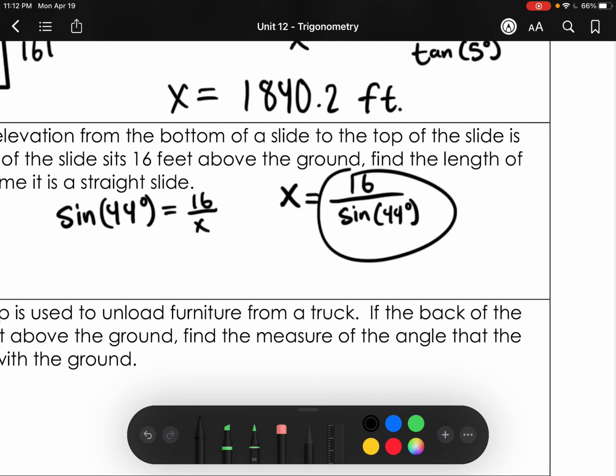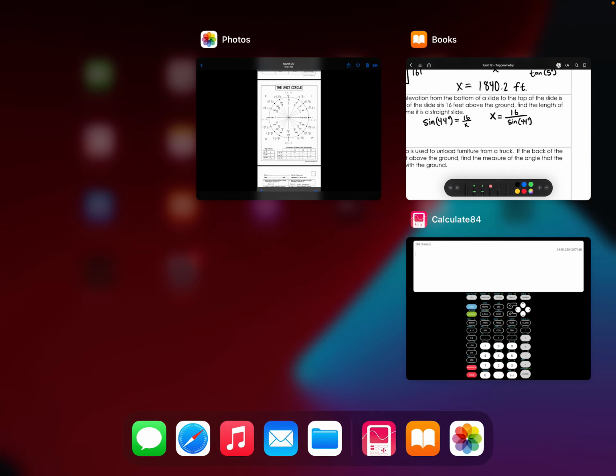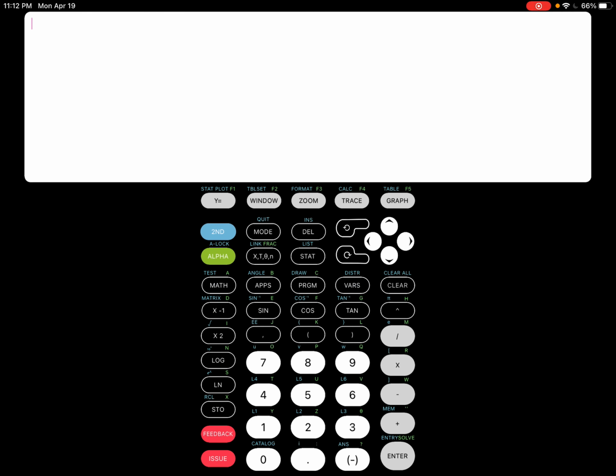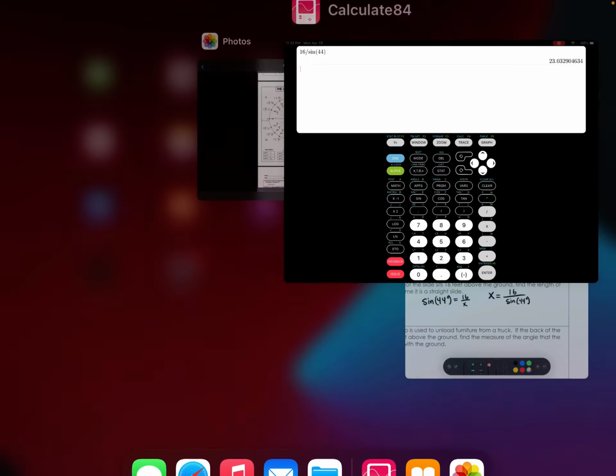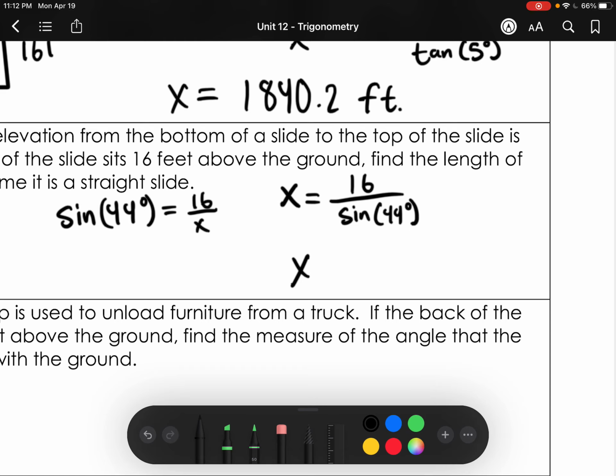So this is what I'm going to type into my calculator. 16 divided by sine of 44 degrees. And we get 23.03, which rounds to 23 feet. So x is equal to 23 feet.